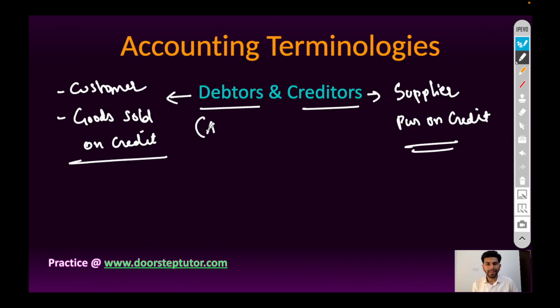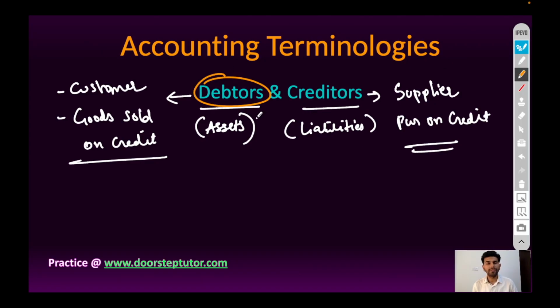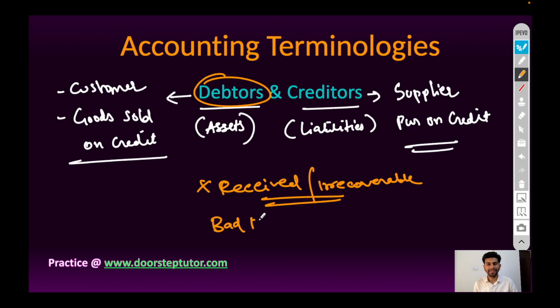So a debtor is an asset because money is receivable, and creditors are a liability for the business because money is due and payable. Now, when the money is not received from the debtor, or it is irrecoverable money, it is called bad debts. The irrecoverable money from the debtors is called bad debt, and bad debt is a loss for the business organization.